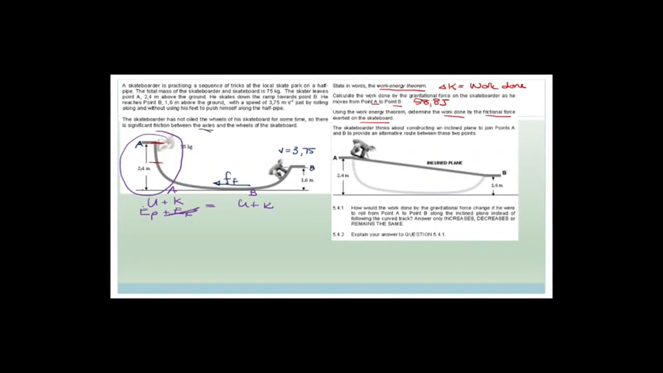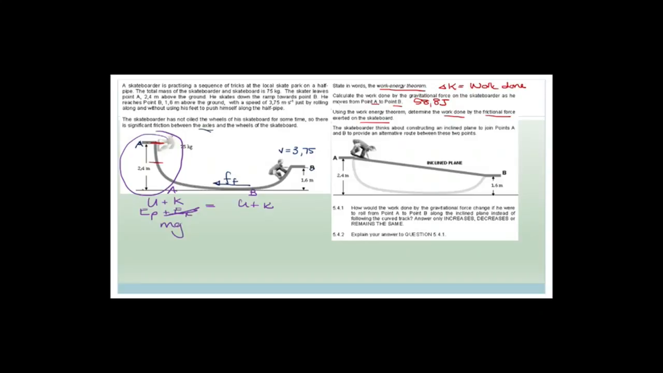What should happen is that theoretically, EP plus EK, or if you guys notice, U plus K, at A should equal U plus K at B. That should happen if there is no frictional force. Do you agree? But we have just worked out the potential energy difference here. There's no kinetic energy over here, do you agree? So all of the energy at A is potential energy.